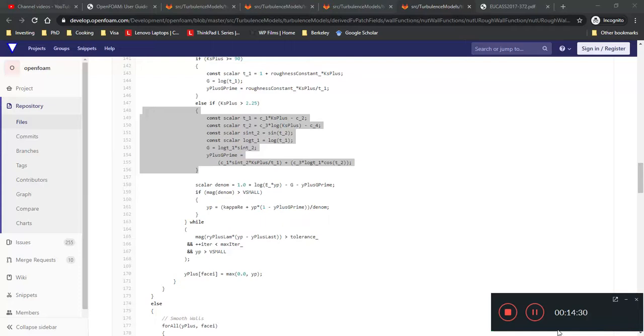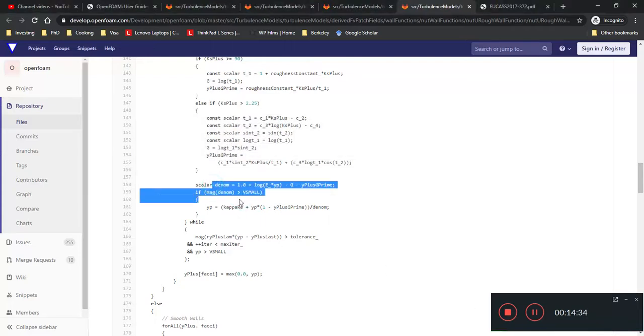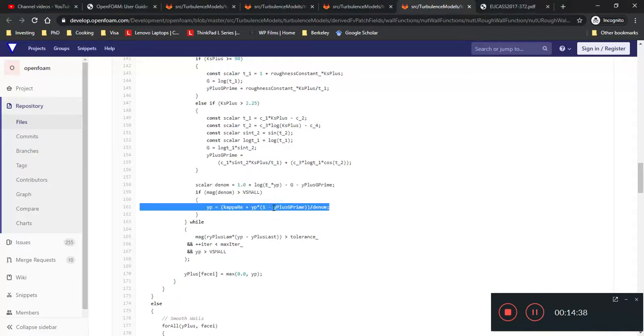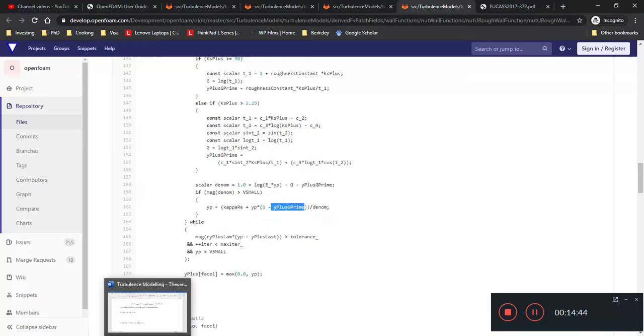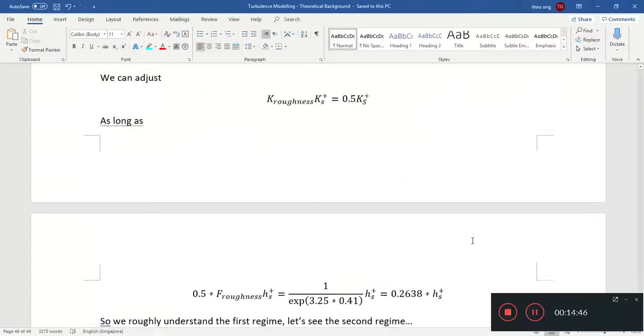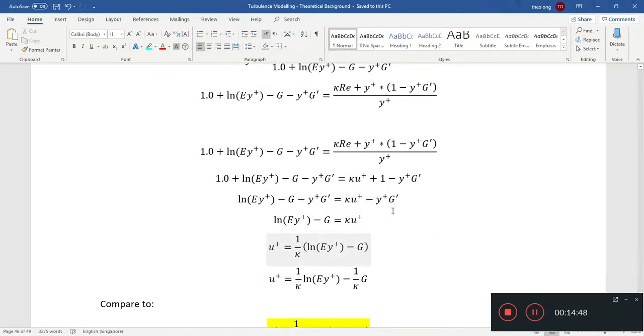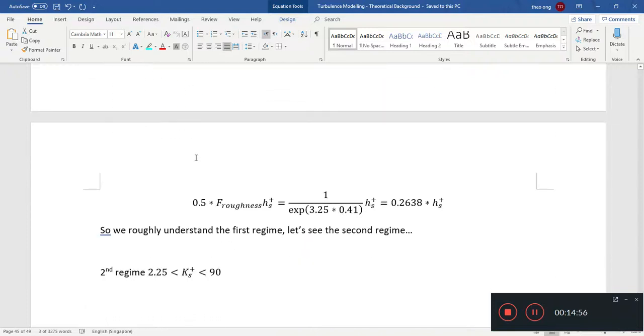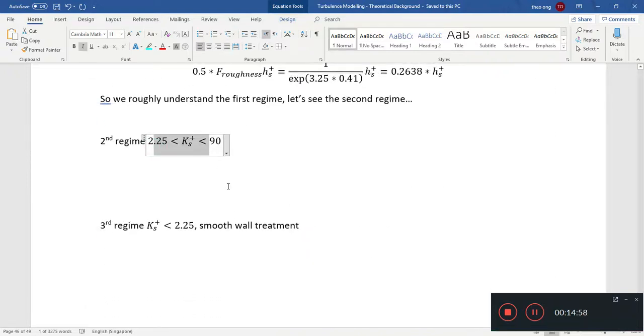And yeah, what about this regime do we need to take note of? Well, we know that from this formula, we see that this y plus g prime doesn't really matter, because it gets cancelled out anyhow. So we see in here, this formula is the same whether we have the second regime or the first regime, regardless of the value of Ks plus.